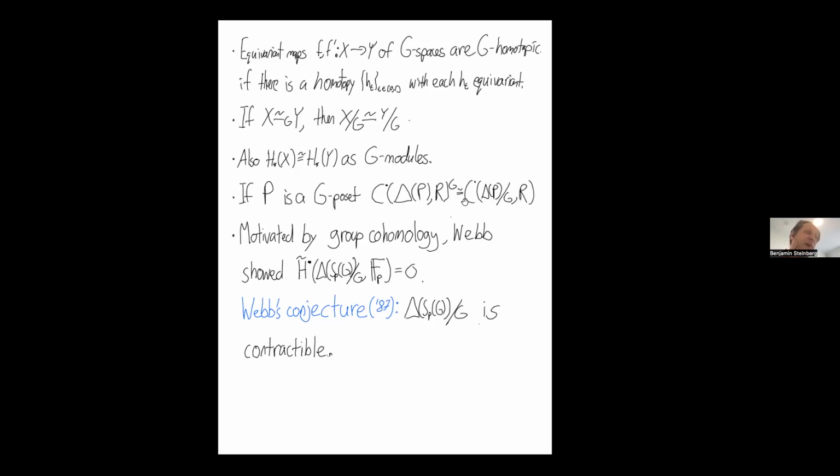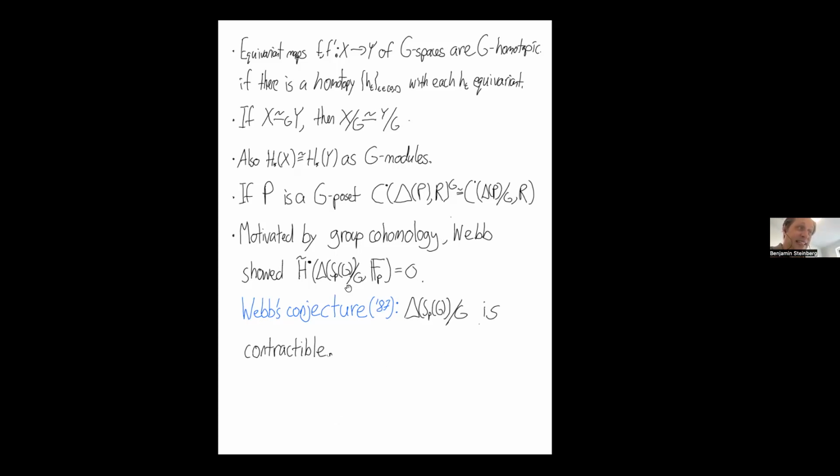Motivated by group cohomology, which is concerned with the functor of taking invariants, Webb showed that if you take the orbit complex, its homology over the field F_p is 0. So you can see that the homology of this guy is going to be connected to the homology of this complex of invariants. Of course, since we're working over F_p, taking invariants is not exact, so group cohomology is going to be involved here. And Webb conjectured in 1987 that the orbit complex, the p-subgroup complex mod the action of G, should be contractible.